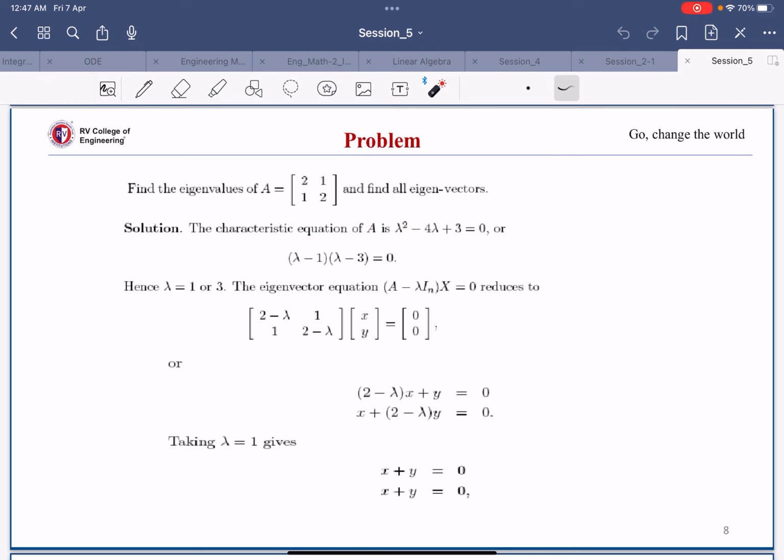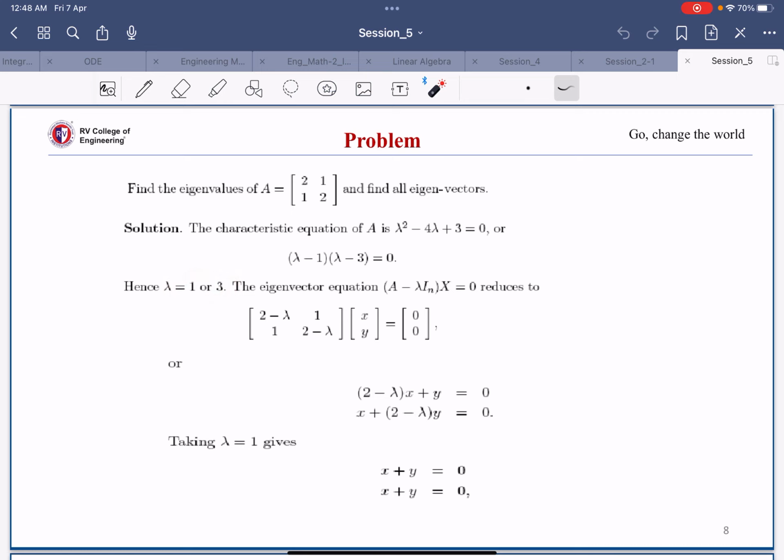In other words, if the sum of all the elements of a row or column is m, say, m will be one of the eigenvalues. Okay, so that's what has happened here. So 1 or 3 are the eigenvalues of the given matrix.